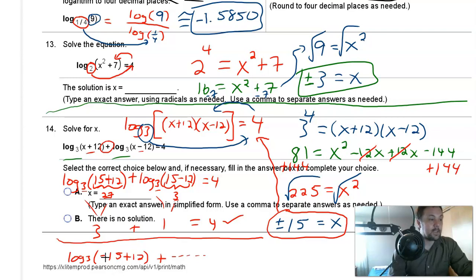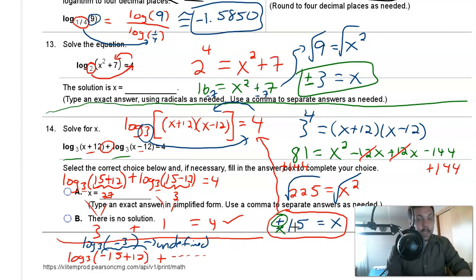Negative 15 plus 12 is going to be negative 3. And so we're going to have log base 3 of negative 3, which is undefined. It's like dividing by 0. You can't take the logarithm of a negative number. Doesn't matter what the base is. It doesn't work. It's undefined. So negative 15 does not work in that original equation, and we have to throw that one out. So only positive 15 works. That's our only solution here.